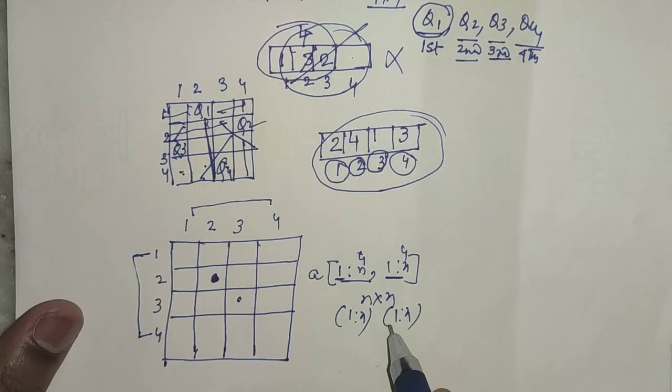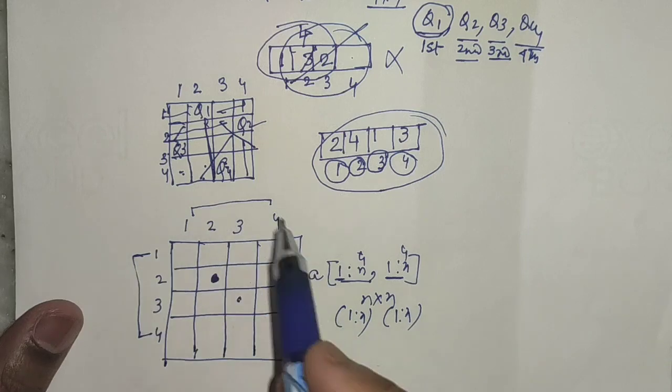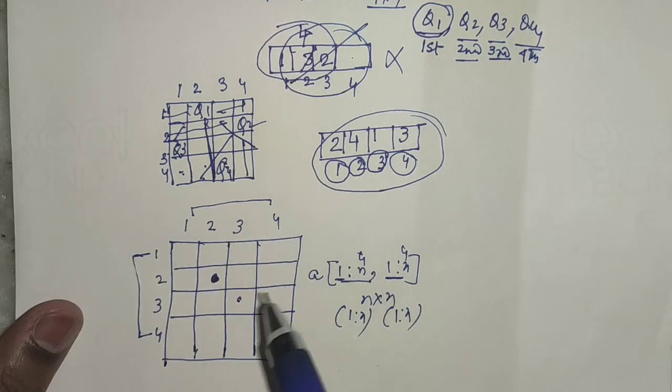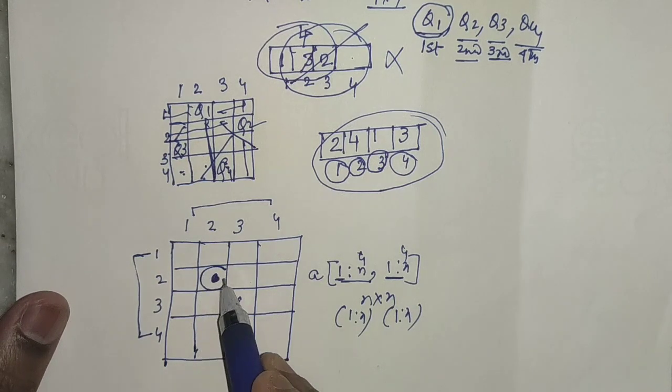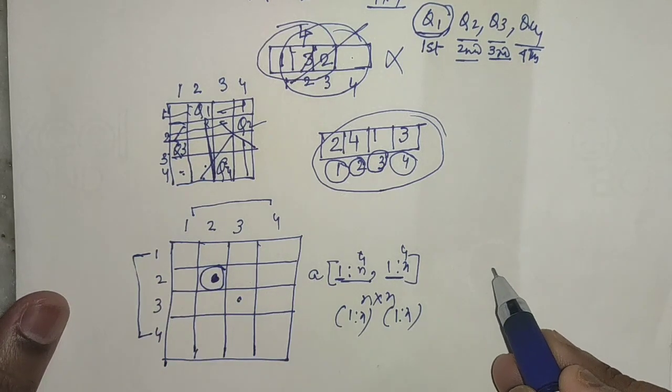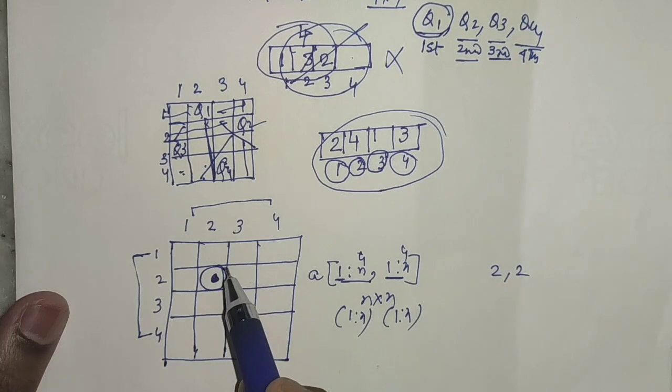This 1 to n means the columns also start from 1 and repeat up to n. Here I have assumed that it is a 4 queens problem, so the value of n is 4. Suppose this is one position which is called 2, 2, that means row 2, column 2. Suppose one queen is already placed here.